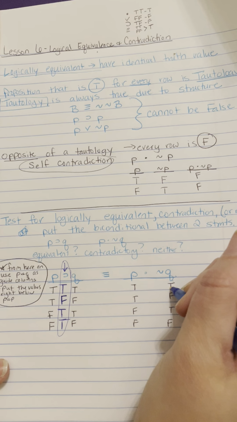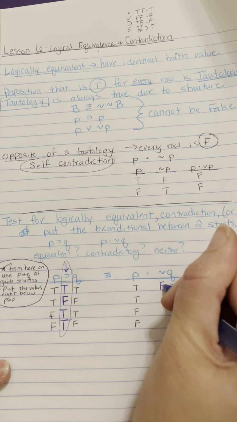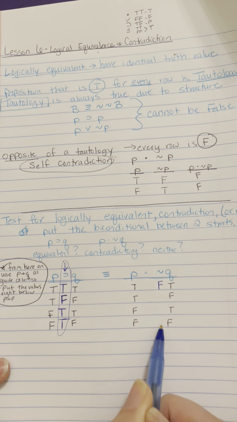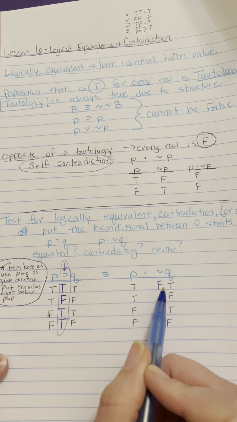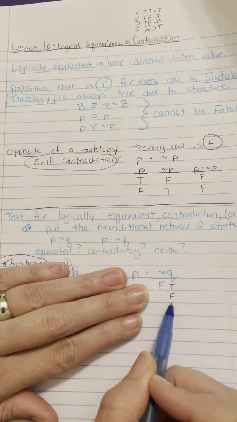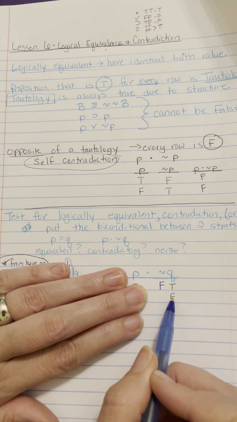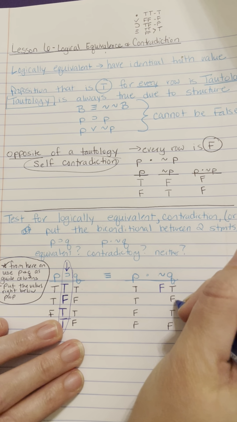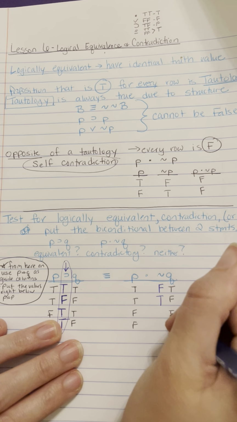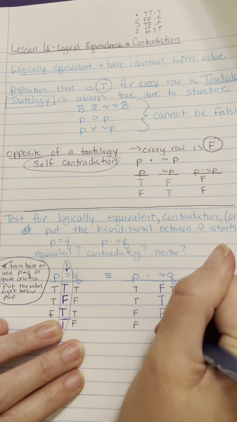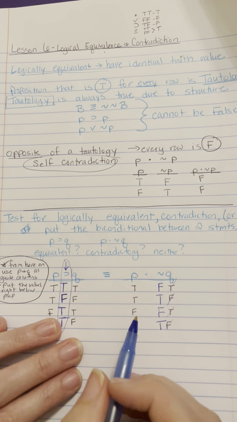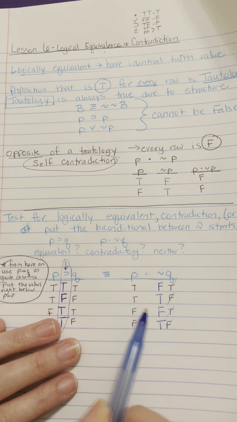Our negation here: the opposite of true is going to be false, and we're going to put that false directly underneath the negation, so it's going to line up. We're only looking at the Q right here, and we're just doing the exact opposite. So false, true, true, false, false, true. And like I said, we're kind of done with those now.